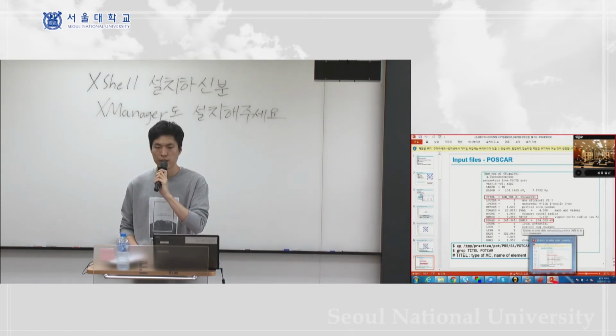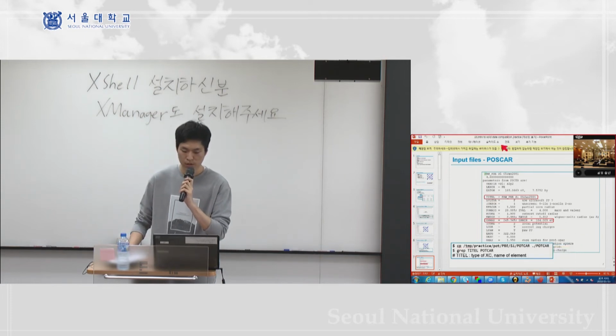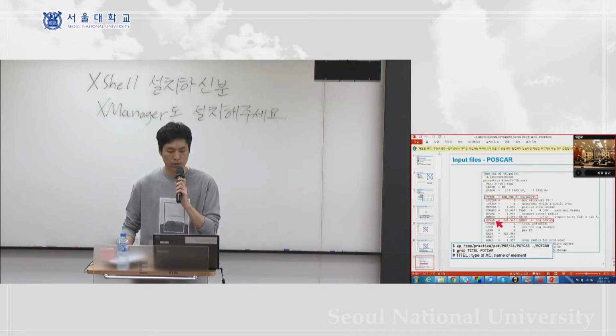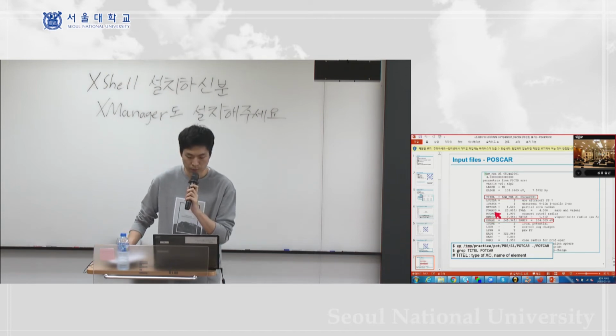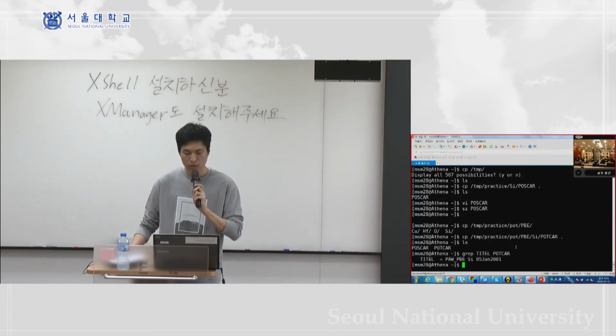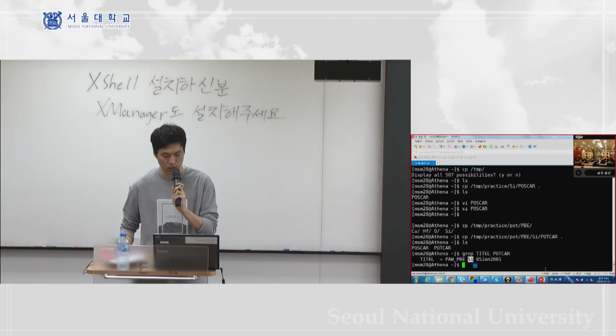A POTCAR file can contain pseudopotential information of multiple elements. So if we are calculating a multi-element system, this one POTCAR file contains multiple pieces of information, and then we can check which elements it contains by using this grep TITEL POTCAR command. Then we can see there is one element, silicon, and we are using the PBE potential.